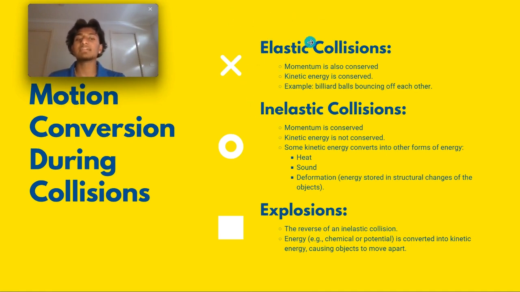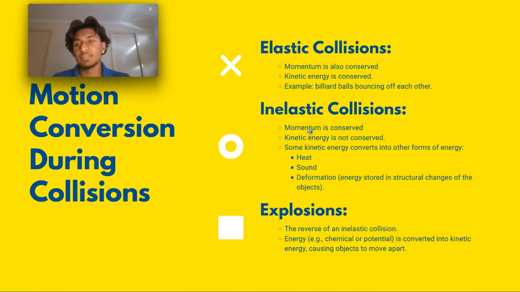So, in an elastic collision, the momentum is conserved. What this means is that the net momentum of all of the colliders equals the net momentum of all of the colliders both before and after the collision. The same thing applies for kinetic energy. The total kinetic energy for all of the objects before collision equals the kinetic energy for all of the objects after collision.